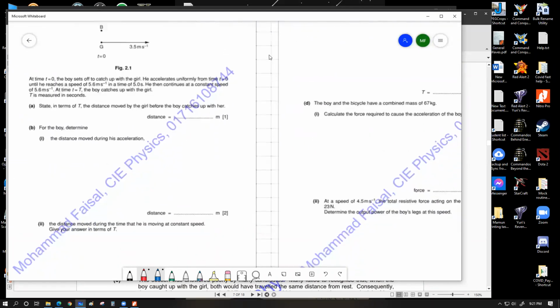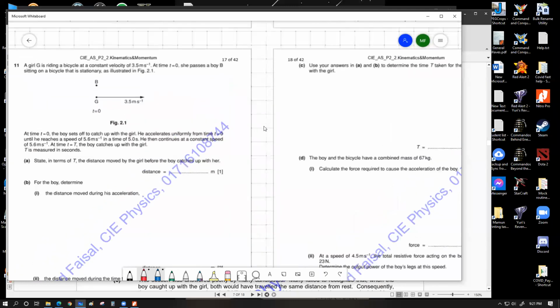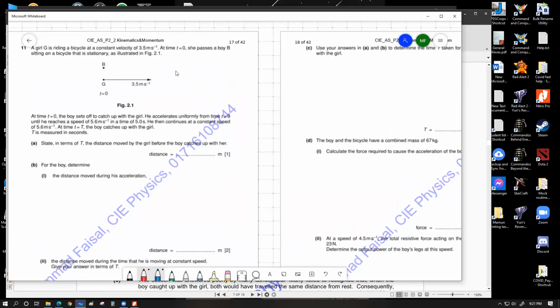Question number 11 is actually a pretty interesting problem. You have to write a lot of equations over here and then simultaneously solve those equations. This question is essentially not difficult, but it can prove a bit challenging if you lack significant imagination.